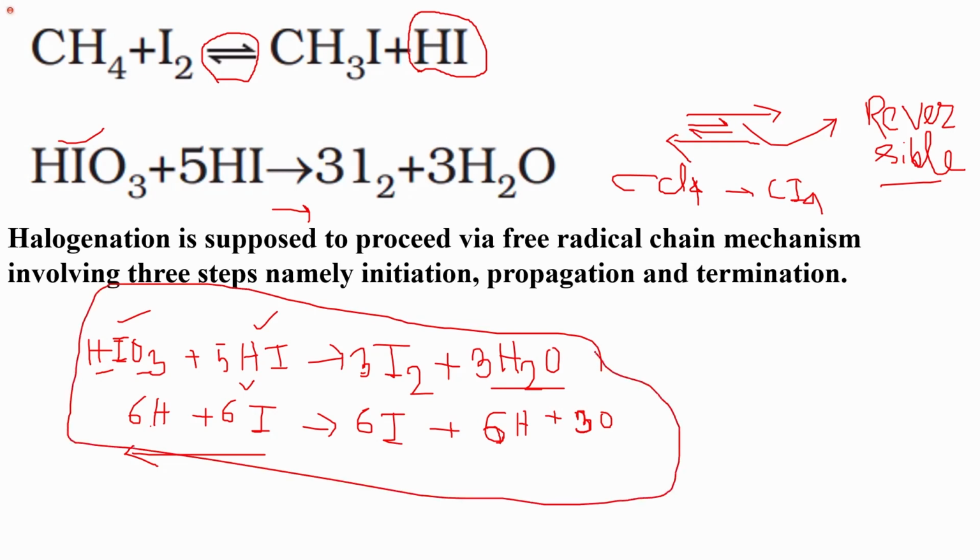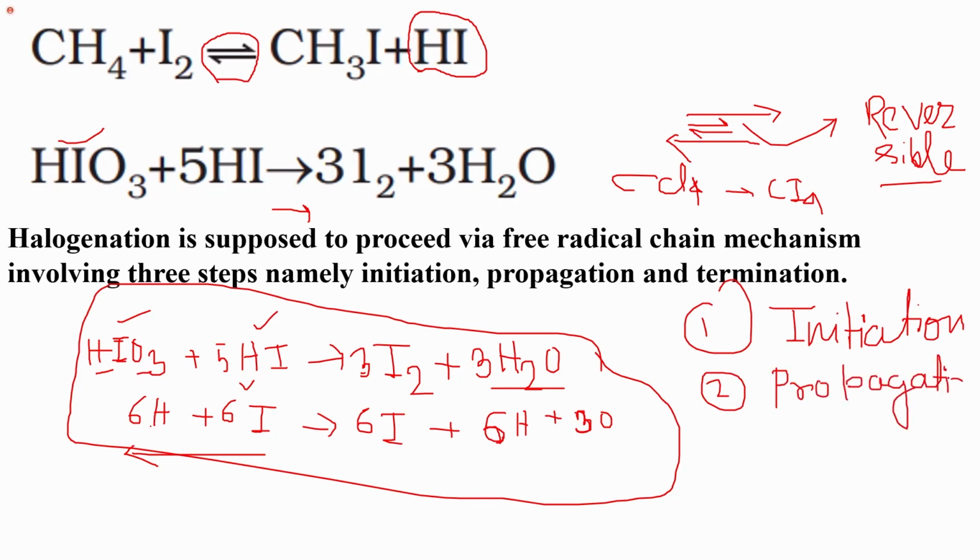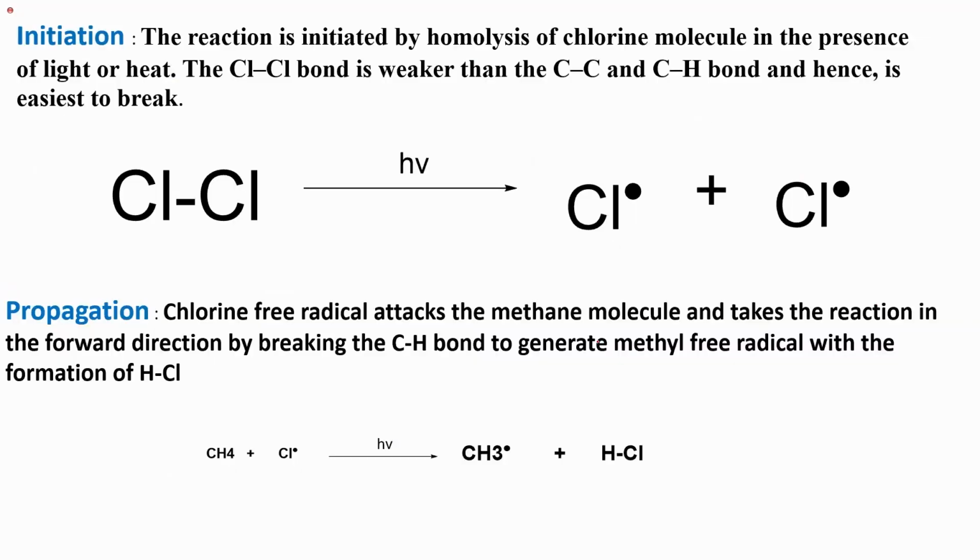Now the question comes, as I already told you in the beginning of this lecture, that this reaction mechanism, this radical pathway, actually goes in a 3-step way. First it goes for the initiation step, the second one is the propagation, and the third one is the termination reaction. First we'll discuss what the initiation reaction is.